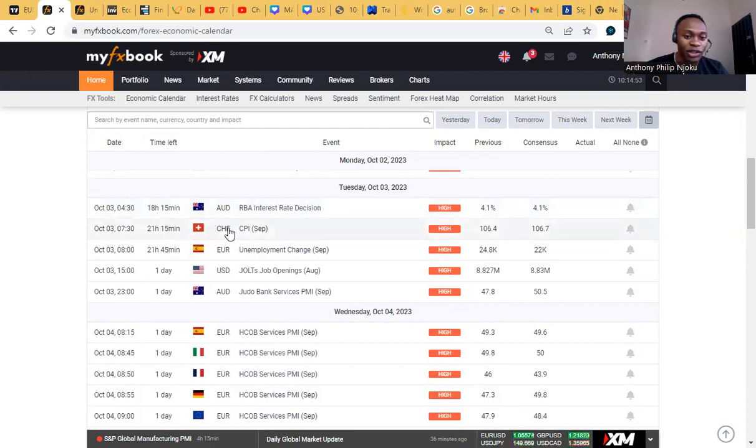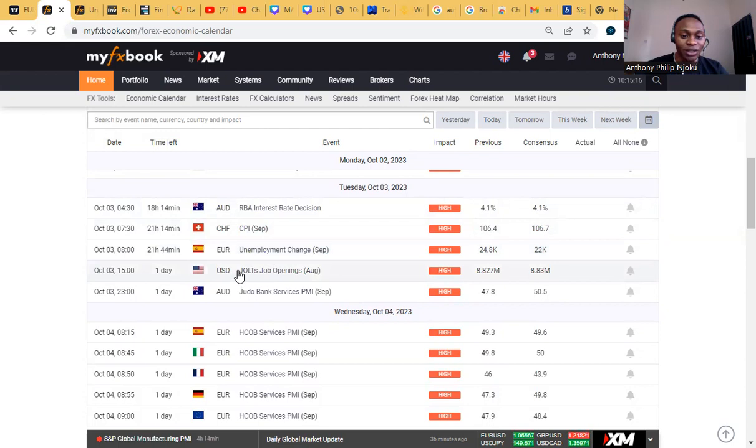Then we have Swiss franc CPI, which has to do with inflation. If this is higher than forecast, we should be seeing some buying into the Swiss franc by 7:30 tomorrow morning. And the unemployment change: if this is lower than forecast, it is good for the euro tomorrow morning by 8 o'clock. But if it's higher than forecast, it's bad for the euro.